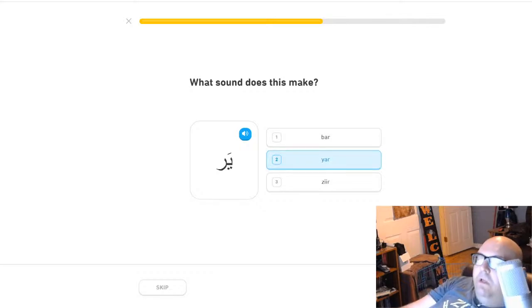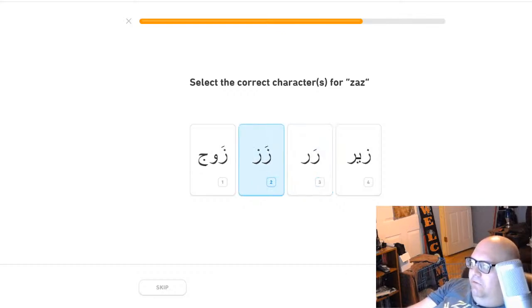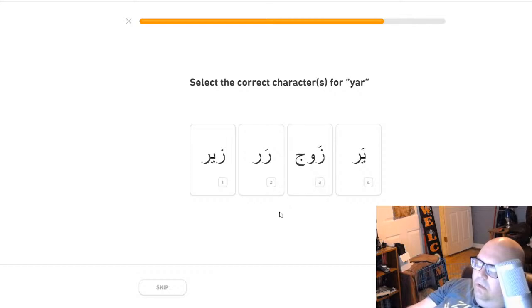That looks like B. Oh, that's got the double dots. Double dotted in. Tricky. Rawr. Who has that one? Rar. Zez. Zez is a dotted J. Rar is an undotted J. Yarr. Double dots. Boom. Yer. Bar. Ber. Zir. Double dotted J with the ear at the end. Zir.